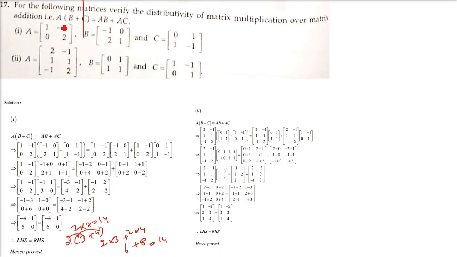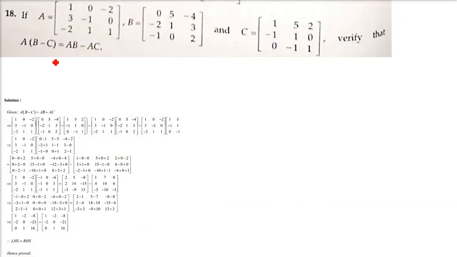Just add B and C, multiply it with A. Second time, multiply AB, multiply AC and add them. And let me assure you, the answer will be same because the matrix multiplication over matrix addition is distributive. You can verify this distributivity. Same here. That is, subtract C from B, multiply with A, or multiply AB and multiply AC and then subtract them. Both answers will be similar. Matrix subtraction and addition you have to do, and multiplication we have already seen how to do it.